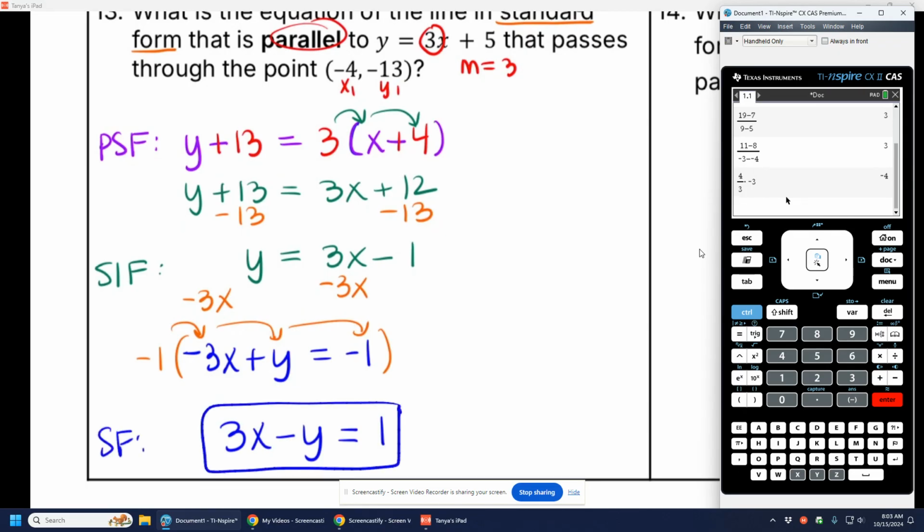And I know that on our test, we're going to have one question that's like that. You have to start at the beginning. You're going to have to start with point slope form and work your way all the way down to this.